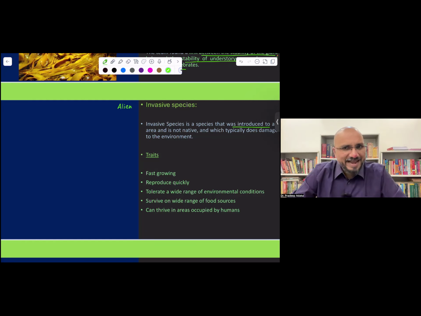Okay. So, what are the characteristics or traits of these invasive species? So, some of the characteristics are listed below here. So, they are fast growing. They outcompete. They extract large quantities of nutrients. They grow very fast. They multiply very fast. They occupy the larger area in a very short period of time. So, they reproduce very quickly.